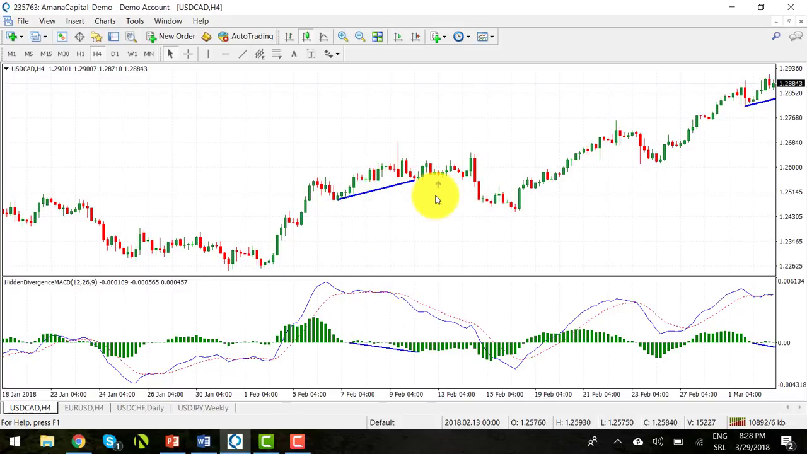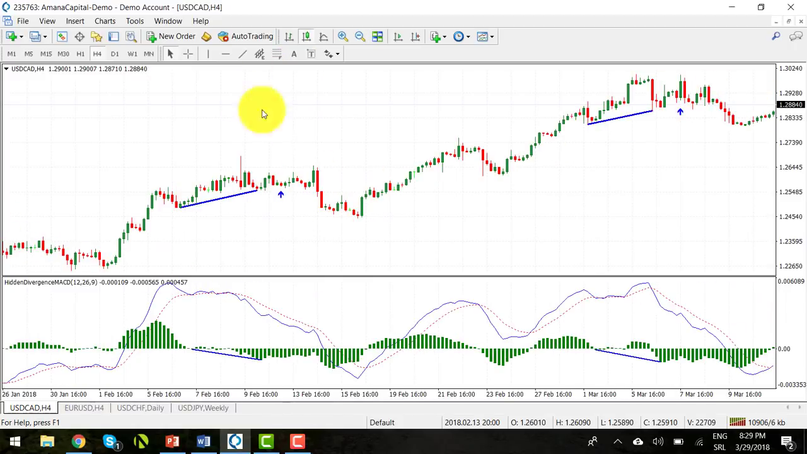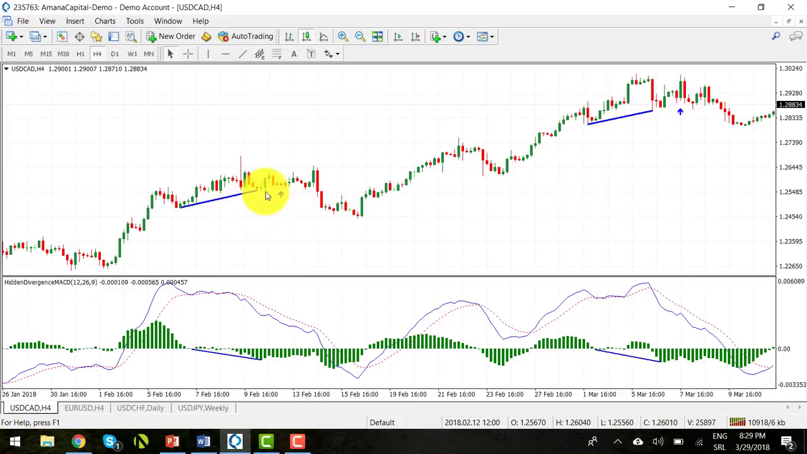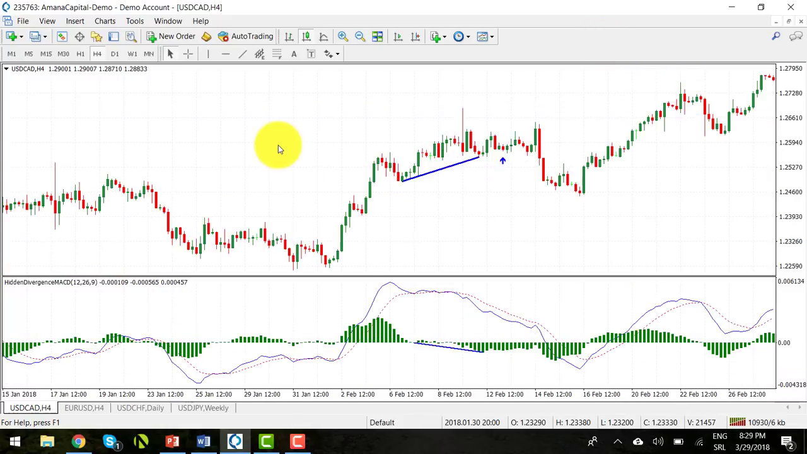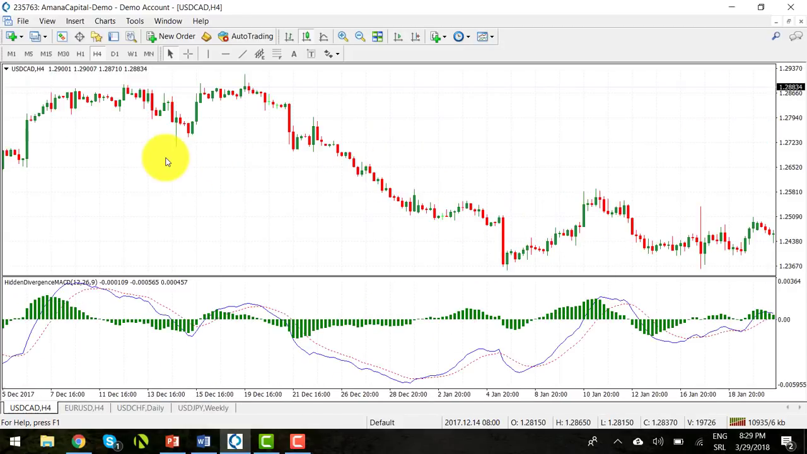Again, we would enter with a long position once we spot this blue arrow and place our stop loss at the recent swing low, which could be here. So again, in this example, this trade would be a profitable trade, and we would make a profit of around 400 pips if we measure the trade from this entry point to this exit point. So let's scroll further to see if there are additional signals to trade.